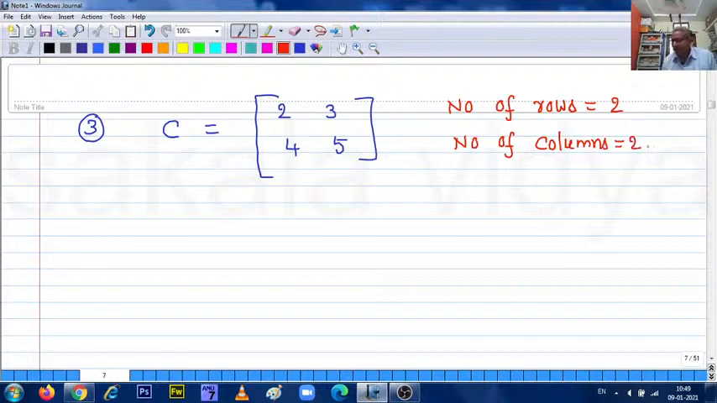Number of columns is equal to 2. Good morning Devendra. Good morning. Okay, straight line.